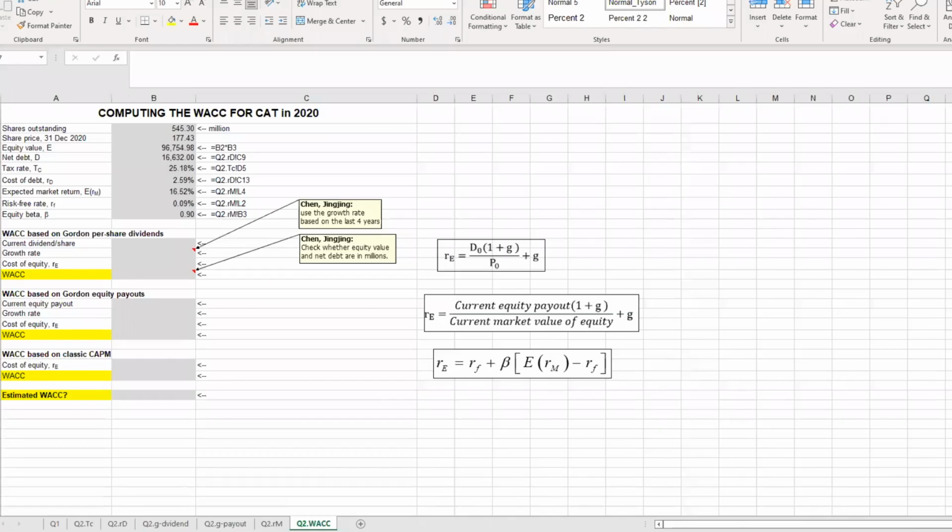If they don't have dividends and don't have repurchases, we can also use CAPM to estimate the cost of equity. So we are summarizing the different methods here, putting all of them together and calculating a WACC. And finally, we want to arrive at a number for estimating the weighted average cost of capital here.